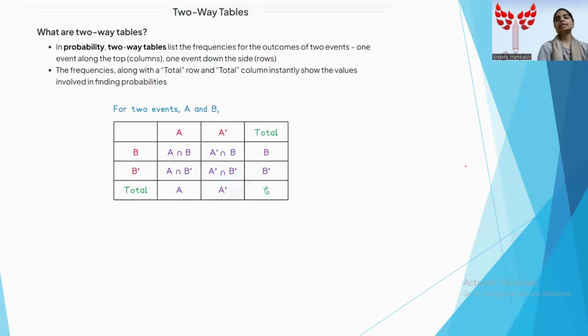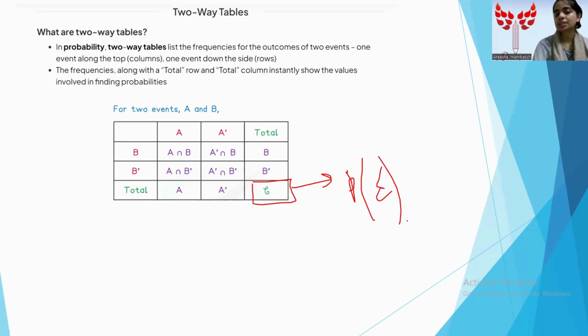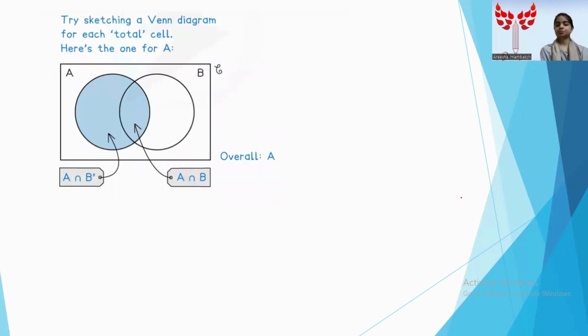Now we will discuss the next topic, that is two-way tables. In probability, two-way tables are very frequently used. You can see this AB represents probability of A intersection B, A complement intersection B, and in the same way B and B complement, A and A complement, they cover all the parts, which is equal to probability 1, that is your universal set. The total outcome is upon total, that is 1.